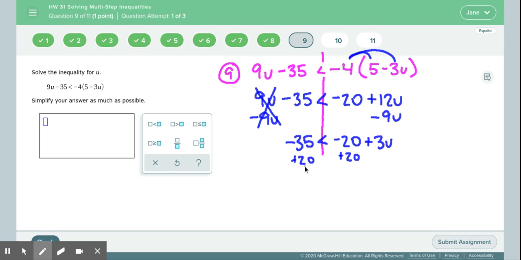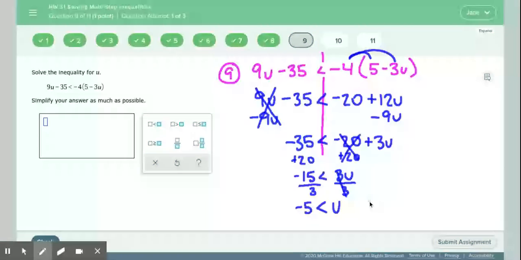Negative 35 plus 20 is going to give me negative 15, is less than. These cancel each other out, and then I have 3 times u. The opposite of a times is divide, so I'm going to divide both sides by 3. Since I'm dividing by a positive number, I keep the same inequality symbol, and then negative 15 divided by 3 would give me negative 5. And then the 3 divided by 3 cancels, leaving me with just u on that side.